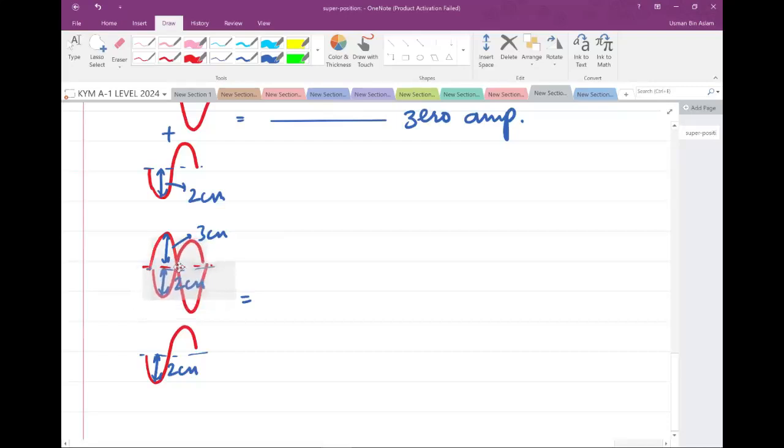In such a case, the wave that has a larger amplitude, of course, that wave is going to win. It's going to be able to pull the particle in its own direction, but it will result in a wave that will be diminished. That means it's going to have a 1 centimeter amplitude as a result.